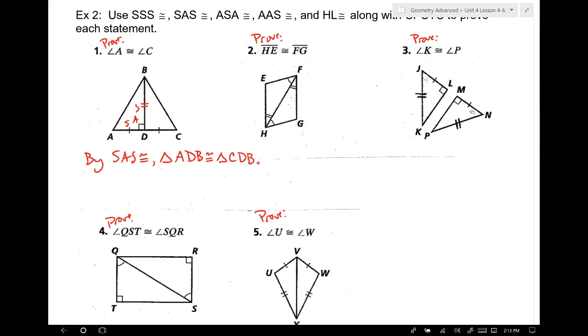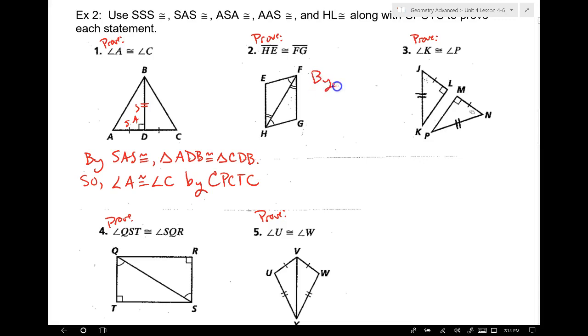Since those triangles are congruent, we know angle A is congruent to angle C by what reason? That's right on. Holly, what is it again? Which stands for? Corresponding parts of congruent triangles are congruent. Do you see how it's doing the exact same thing but going one more step? We're just going one more step. All right, so let's look at number two. I'm trying to prove the length of segment HE is congruent to the length of segment FG. How would I do that?